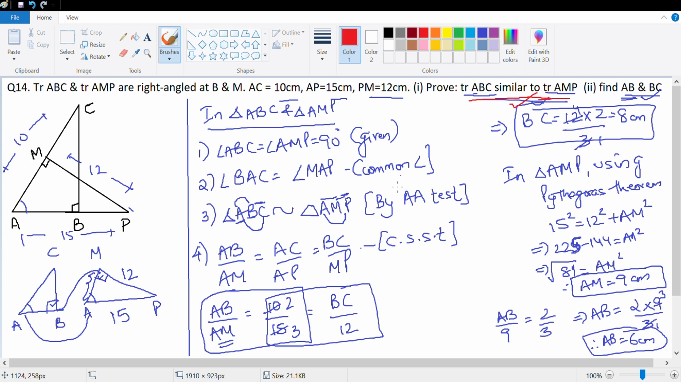Once we proved similarity, we did CSST, and then we encountered a simple problem of not knowing what is AM, and Pythagoras theorem came to our rescue. Good, let's look at the next question.